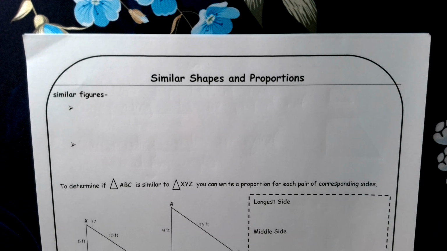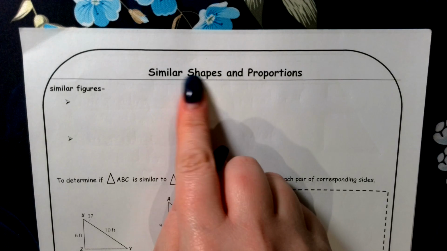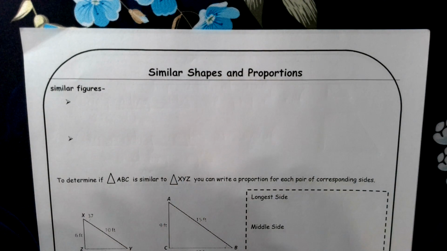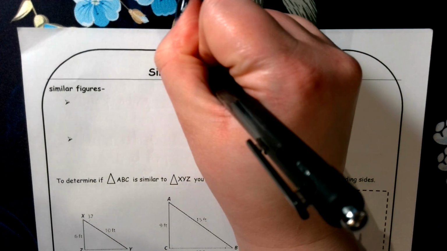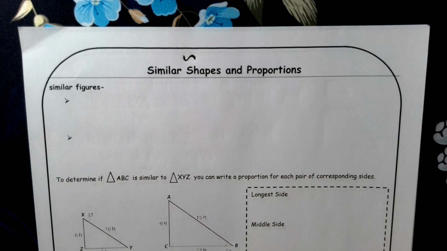Today we are going to be doing some notes where we are talking about similar shapes and proportions. Like we already talked about, if things are similar, we're going to use that little squiggly line to show that they are similar. In these notes, we're going to look at some different shapes and decide, are they similar shapes or are they not?